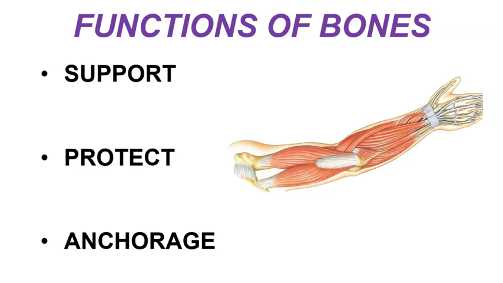So bones provide, of course, the internal supportive framework for the body, and they also protect the soft, delicate organs. For example, the brain, the lungs, and the heart are all structures that are supported or protected in some way by bone. They also serve as anchorage for skeletal muscles, so that when the skeletal muscles contract, they will produce movement of the skeleton and movement of our body.